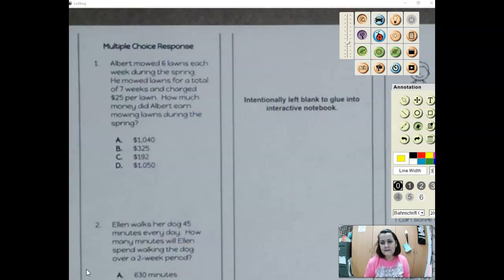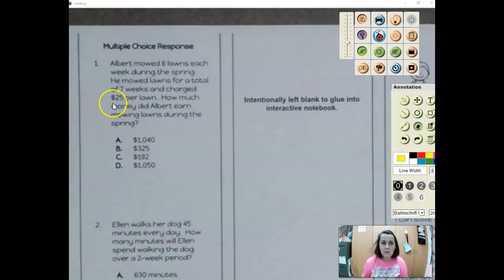So we've been practicing our multiplication skills with 2x1s, 3x1s, 4x1s, and 2x2s. So now we need to apply those skills in word problems, real life type of word problems. So let's get started with this one here.